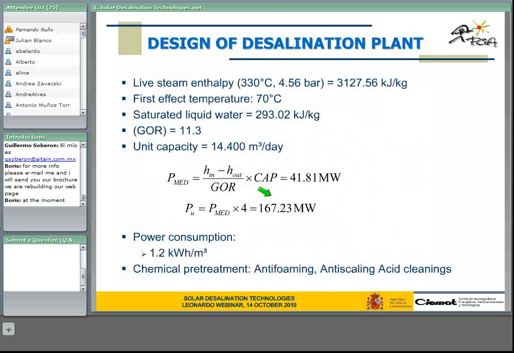What more do we have to consider for this plant? In addition to this, we are talking about thermal energy. So in addition to that, we have to consider the electricity consumption, just to move the different pumps and to make the vacuum and so on. Typically, we could consider that this is about 1.2 kilowatt hour per cubic meter of distillate production, and also the typical chemical pretreatment of this kind of plant, that is anti-foam, anti-scaling, and acid. Okay.